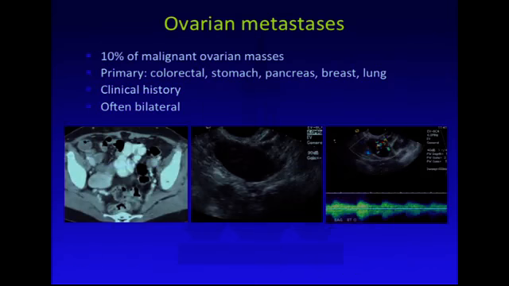Now, moving beyond ovarian cancer, there are other malignant ovarian lesions, ovarian metastases. They represent about 10% of malignant ovarian masses. The primary cancer is often colorectal, stomach, the so-called Krukenberg tumors, pancreas, breast, or lung. And the clinical history is often key, and because these patients oftentimes have advanced cancer, they can be bilateral.